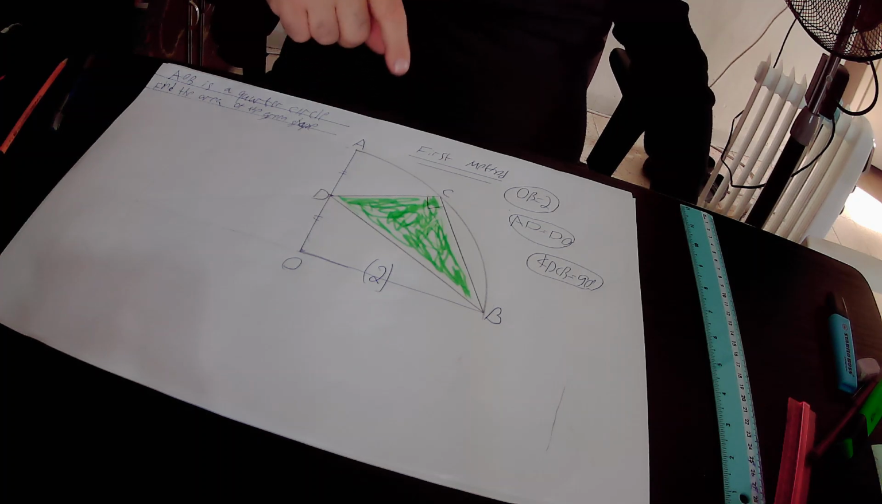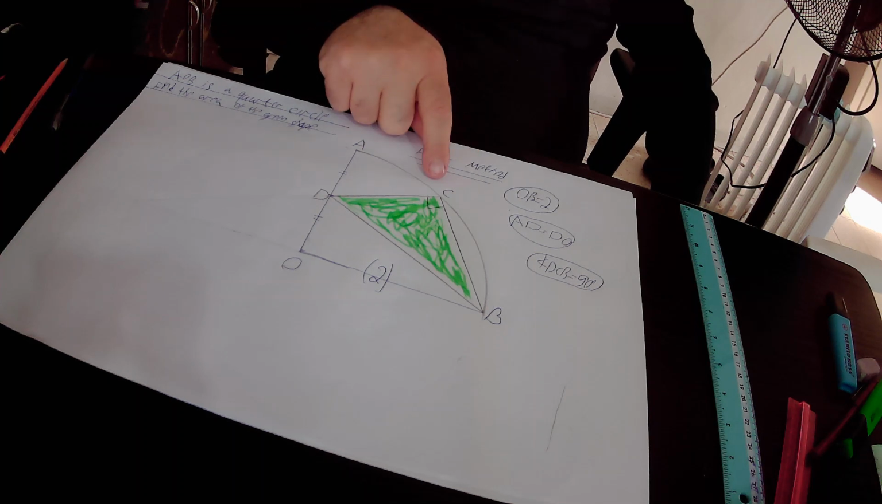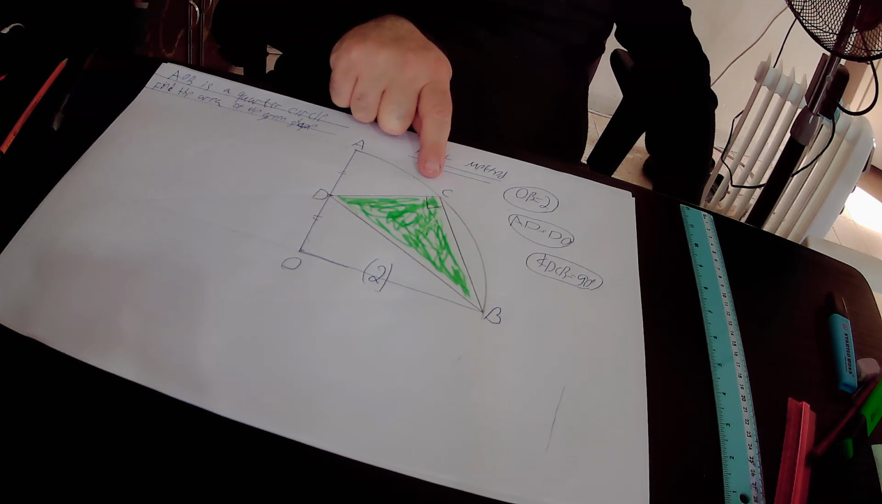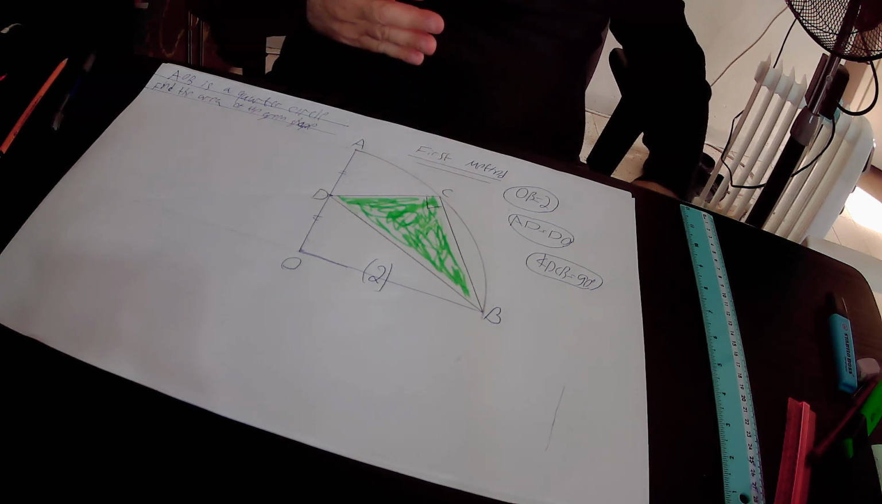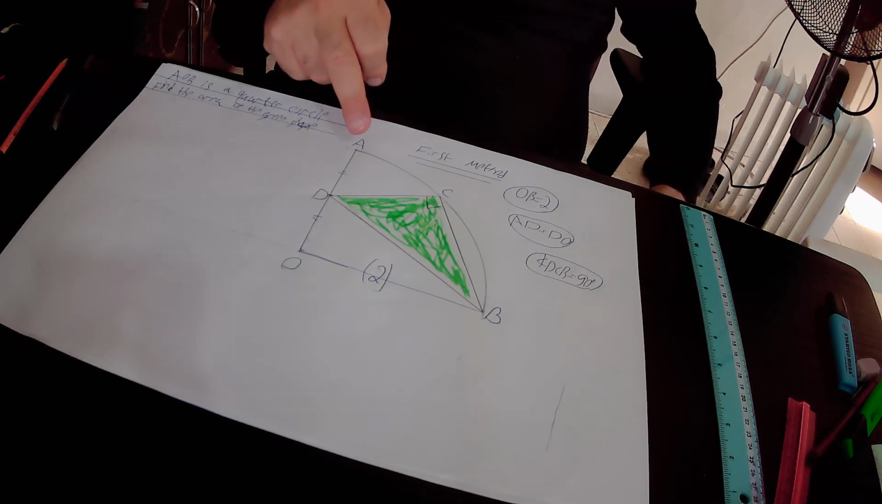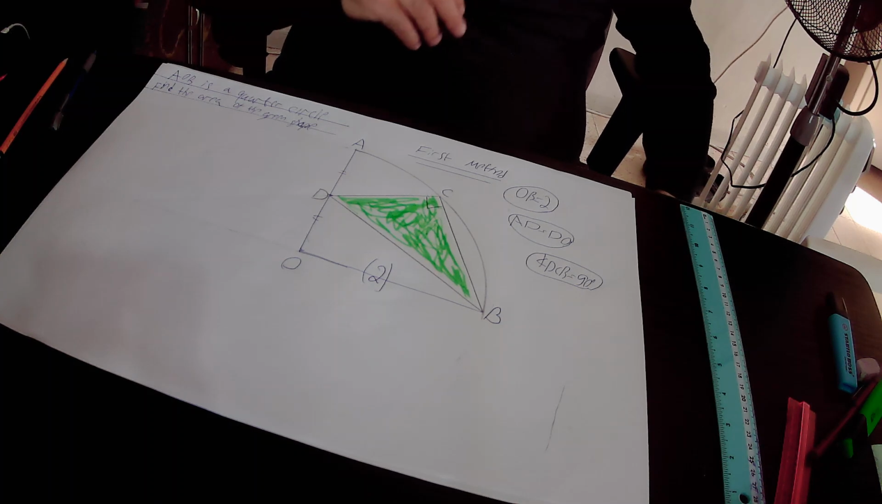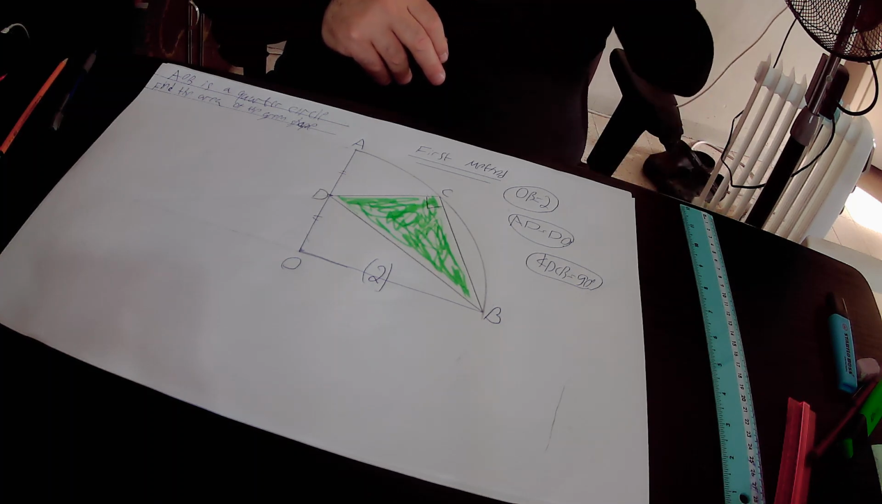I repeat again, our mission is to find out the area of this green shape. We know that this angle DCB equals 90 degrees in its size. Therefore, the green shape is actually the right triangle DCB. So our mission is to find out the area of this green right triangle DCB. So we start with the first method.